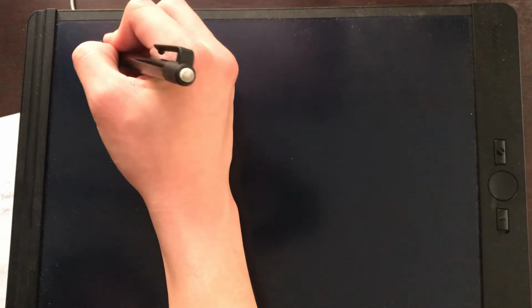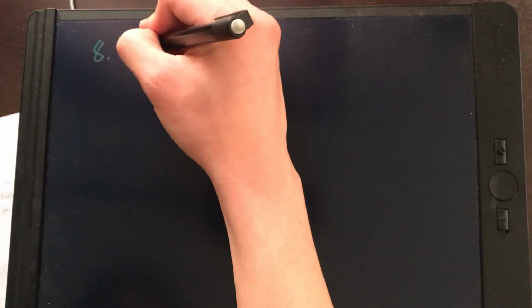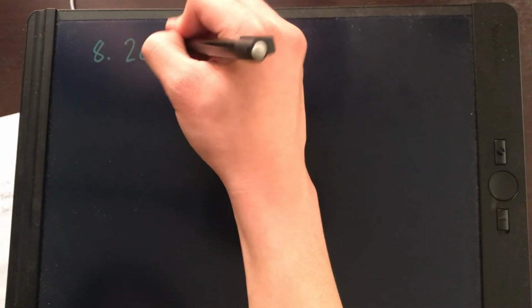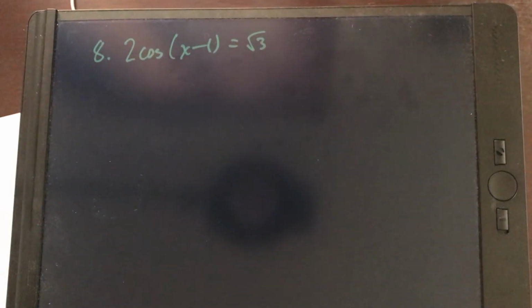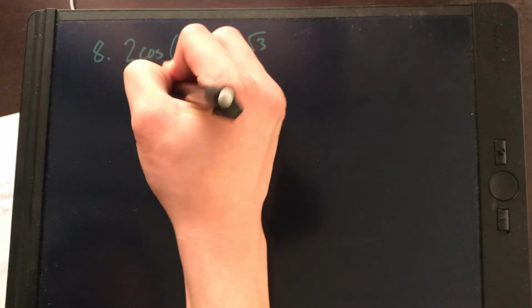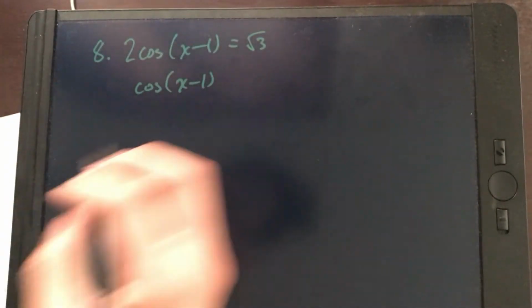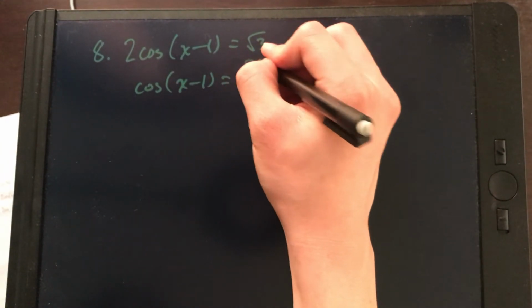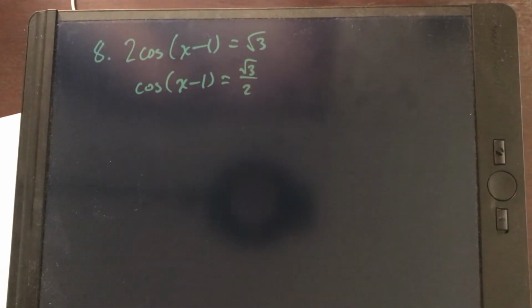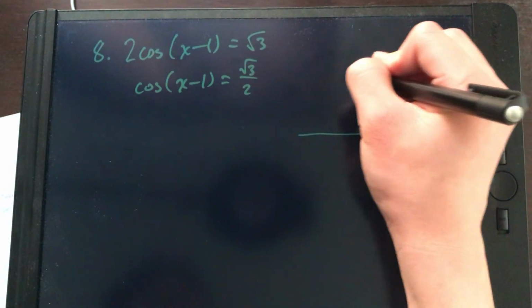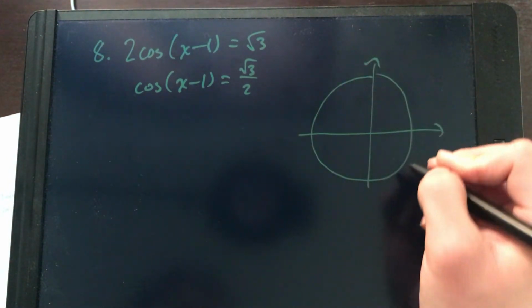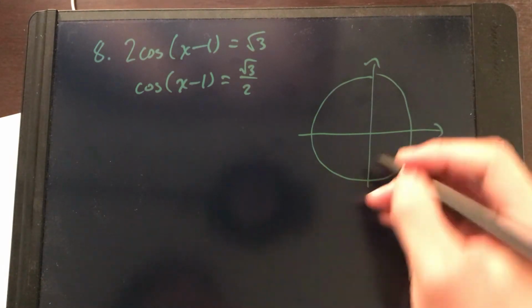Question 8. This is going to be a general solution question. 2 cosine x minus 1 equals square root 3. I'm going to isolate the cosine function. So divide by 2 on both sides, and I have cosine of something is equal to square root 3 over 2. No restrictions, luckily, so I can just draw my unit circle and carry on, and just find the solutions and add multiples of 2 pi.